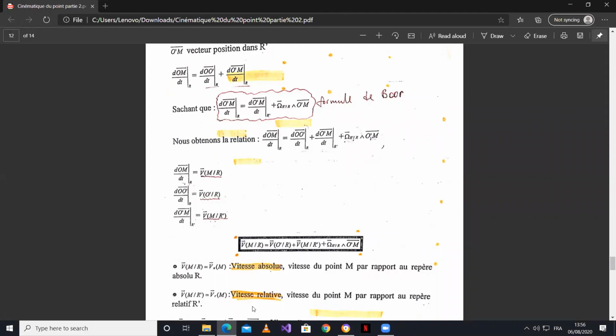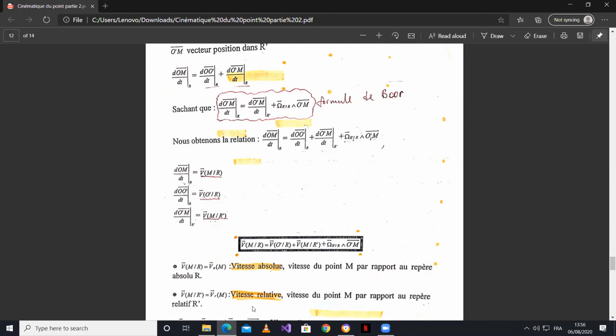So when we're studying M dans R, we're studying it belongs to R prime, it belongs to the referential R prime, but we're studying it in R, and we know that R prime is moving with respect to R. So what we're going to first do is we'll study M in R prime. When we study M in R prime, we'll get our vitesse relative. Okay, we'll study M in R prime, we'll get our vitesse relative, and then after that, we will study the movement of R prime with respect to R, and then we add it to the answers we got when we studied the movement of M in R prime, and that's going to give us the total movement of that point.